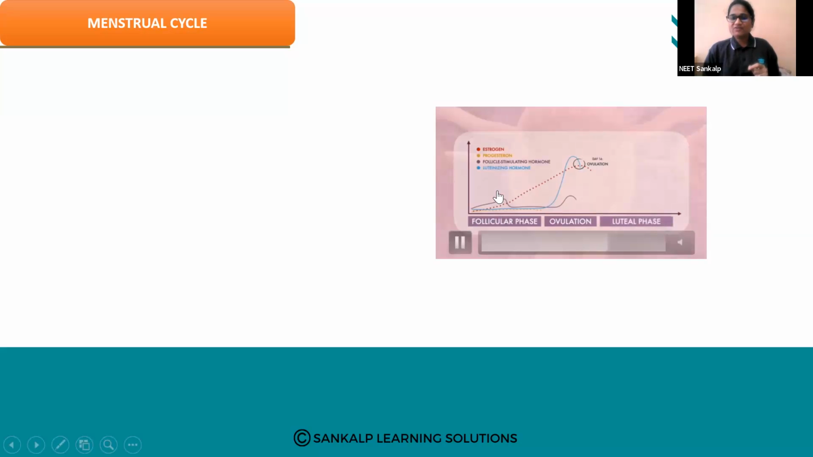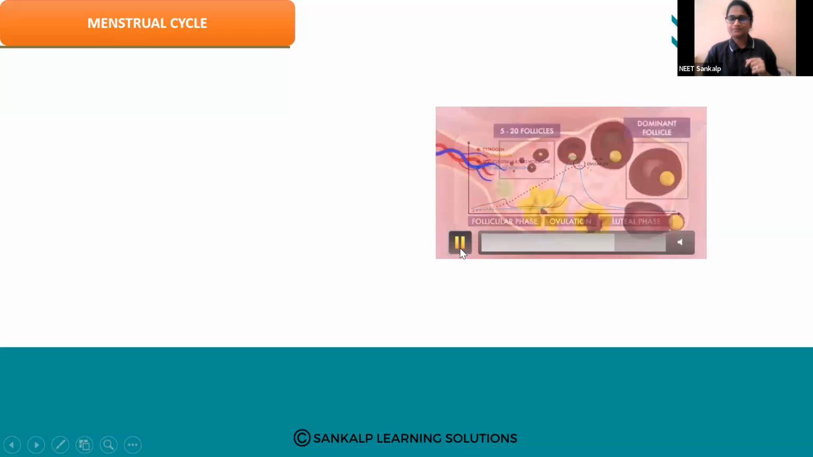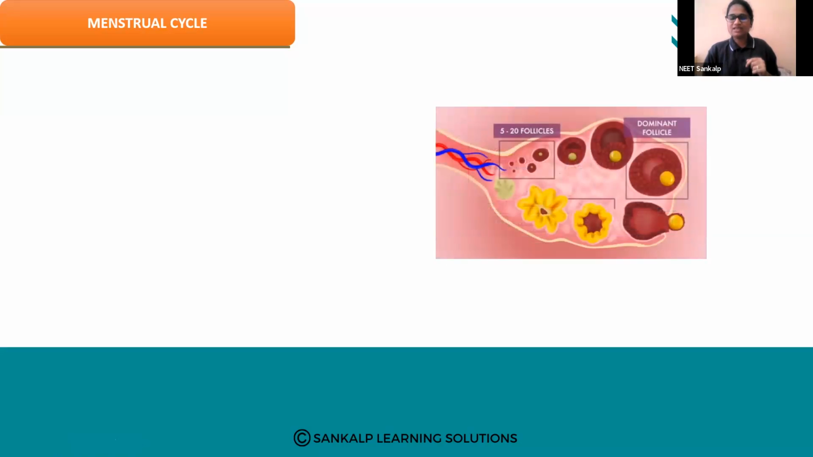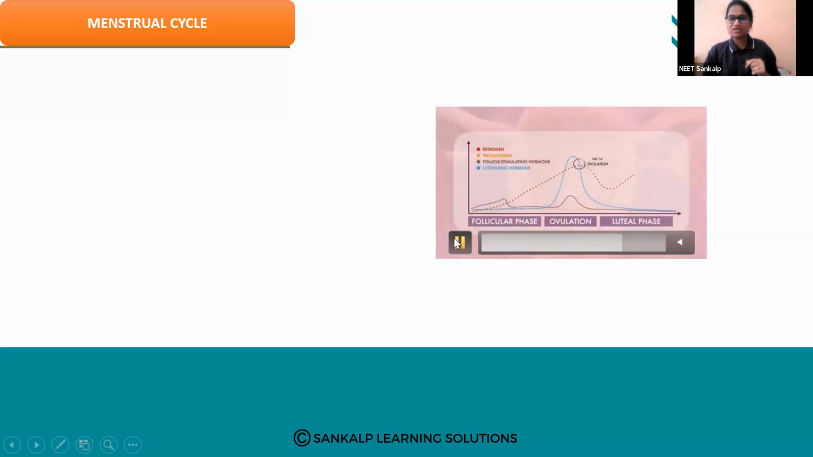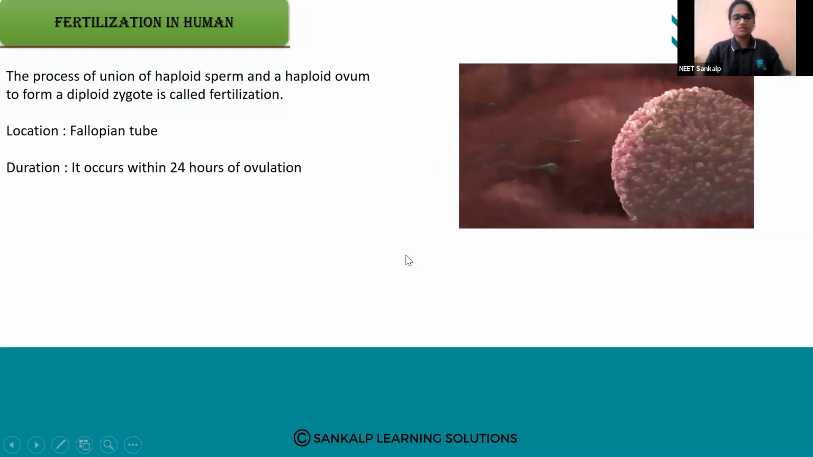Fine. Next comes the luteal phase. So in the luteal phase, what happens? See, the luteinizing hormone decreases, and the FSH hormone also decreases. Right. So after the luteinizing hormone surge, the corpus luteum is formed. What happens to the Graafian follicle and the oocyte? Just a minute.